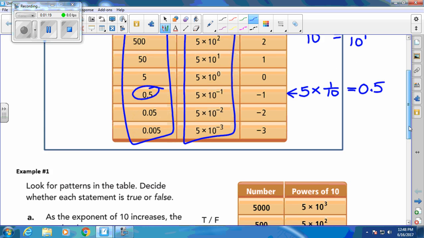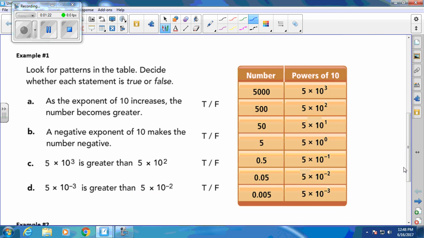So if we come along down here, you were supposed to go through the examples, and I just want to make sure that we have the right answers. A was true, B was false, C was true, and D was also false. So just take a minute to check those over, make sure that they all make sense to you.